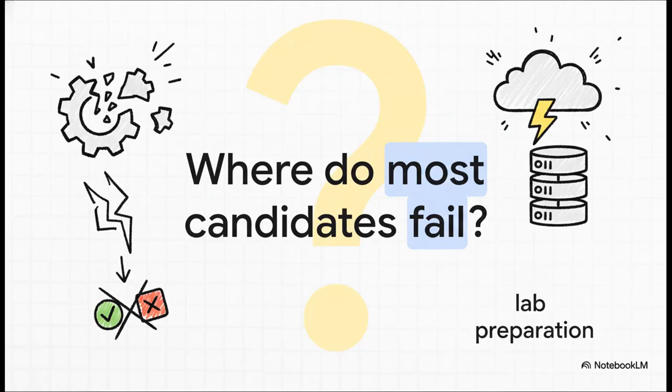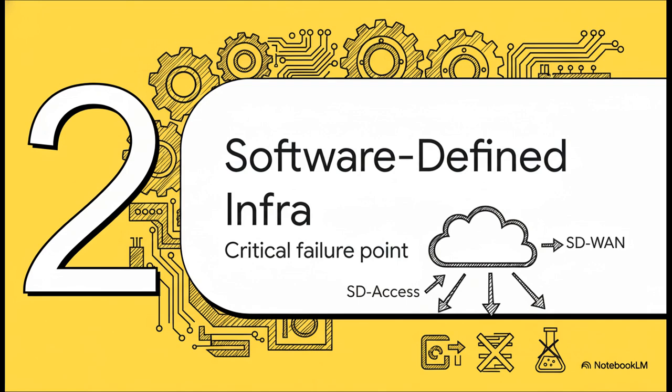Okay, we've got the foundation down, but let's talk about the big one, the number one pitfall. If there's one single area where a version mismatch is going to cause a total, catastrophic meltdown in your prep, where do you think it is? And the answer is right here: software-defined infrastructure. This is where networking is at today, and it's also where things get super sensitive with versions. Even a tiny mismatch in your SD-Access or your SD-WAN components can mean missing features, totally different API behaviors, and ultimately, failed lab tasks.